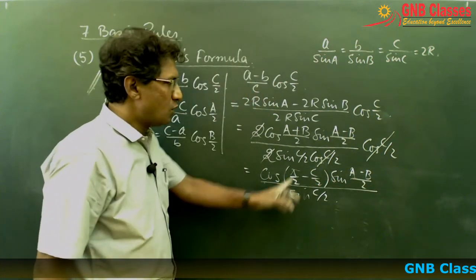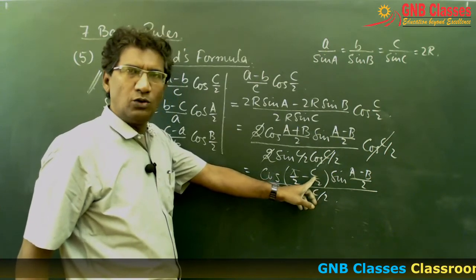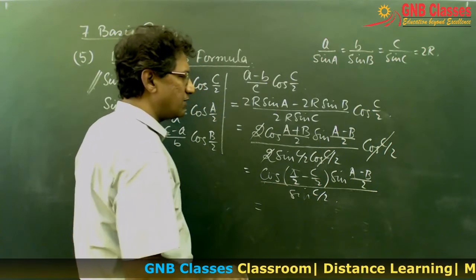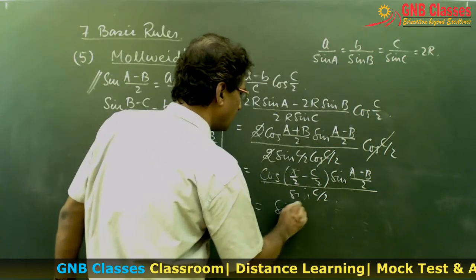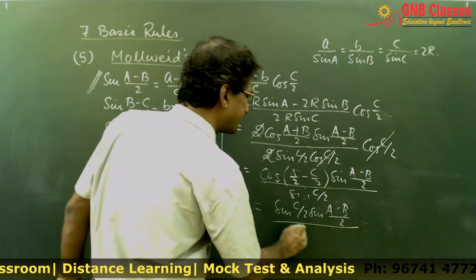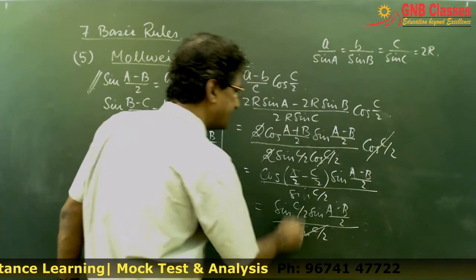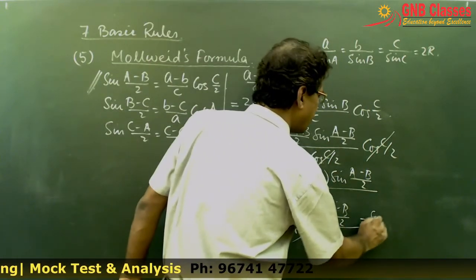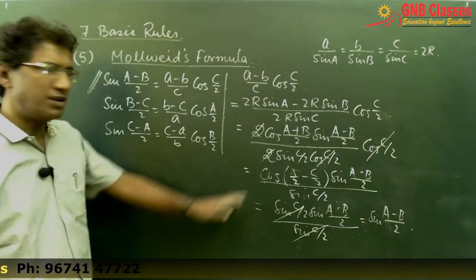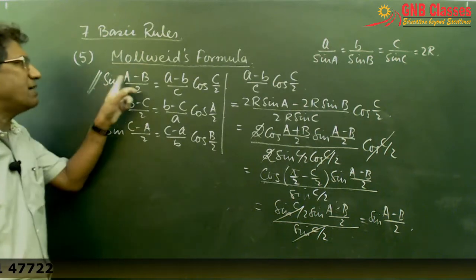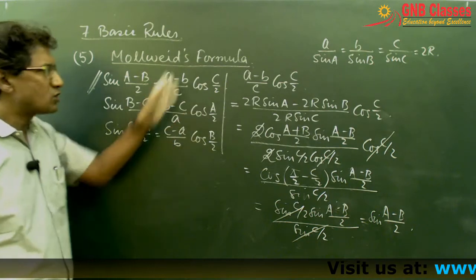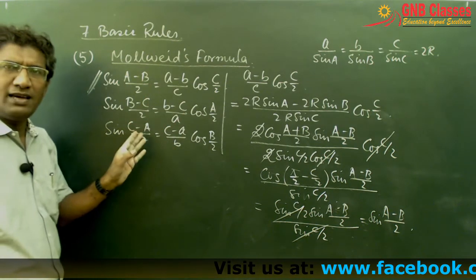Is it clear to all of you? Why is it π/2 − C/2? Because we all know that A + B + C is 180 degrees. So cos(90 − θ) will give you sin(C/2). Sin((A−B)/2) is as it is. Sin(C/2) goes off. So we are left with sin((A−B)/2). Have you understood this? So we have proved that sin((A−B)/2) is nothing but ((a−b)/c) cos(C/2). The rest two formulae you can prove by yourself.